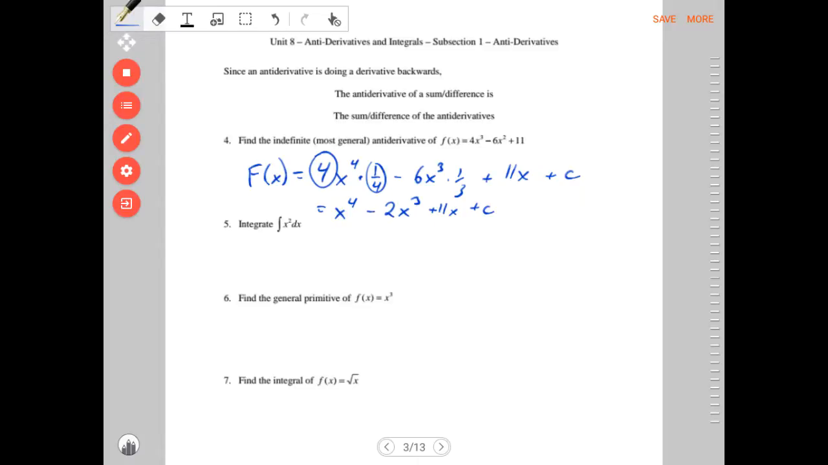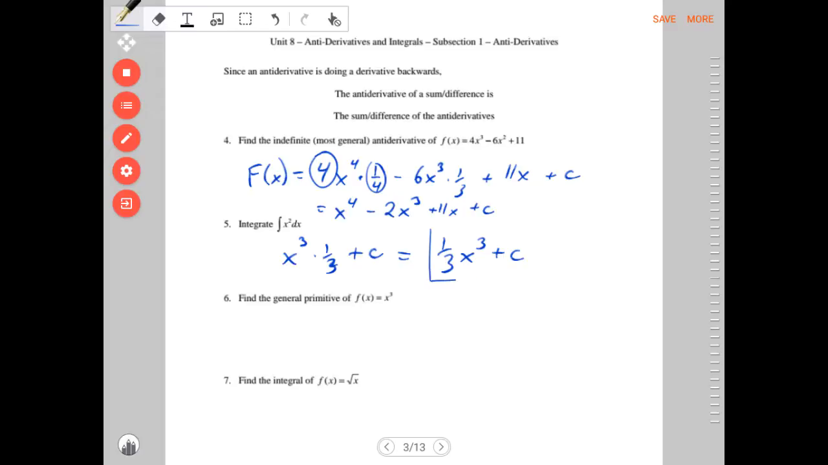Okay, so number 5, integrate x squared dx. Don't worry about the dx part for now. It just means that we are differentiating with respect to x. So, raise the exponent by 1, multiply by the reciprocal, 1/3, and then plus c. So this works out to 1/3 x cubed plus c.